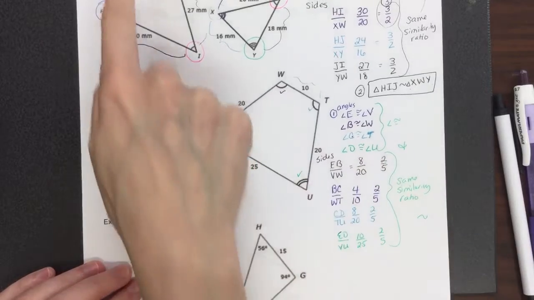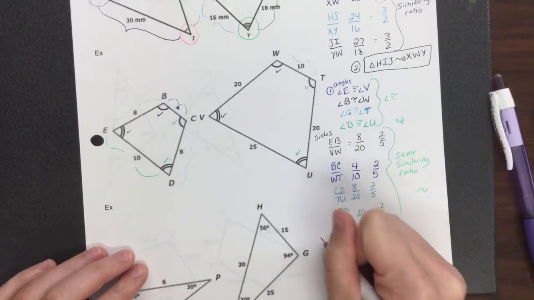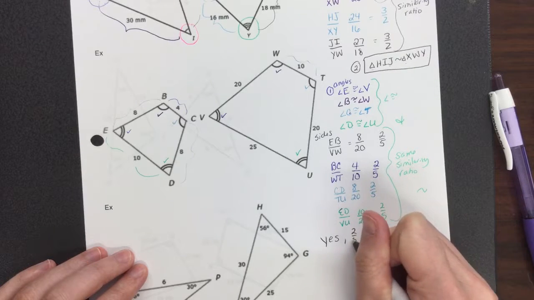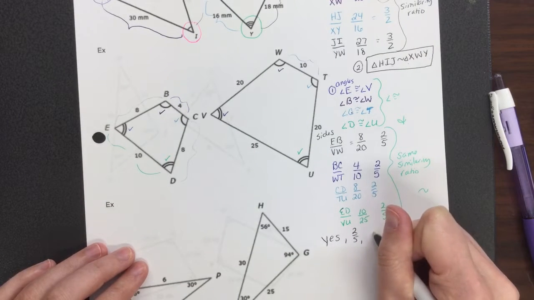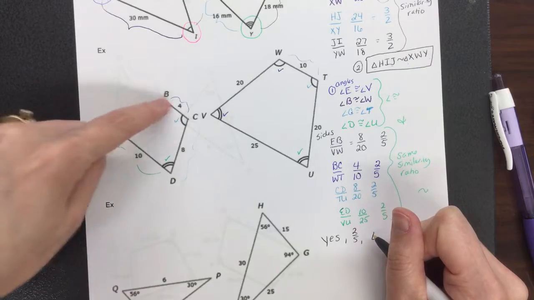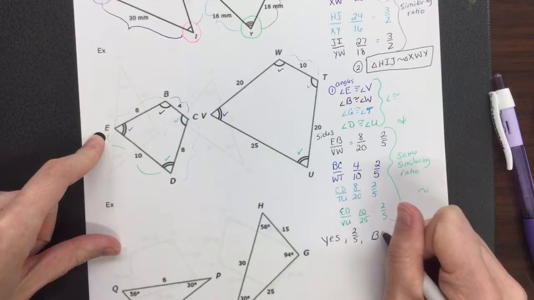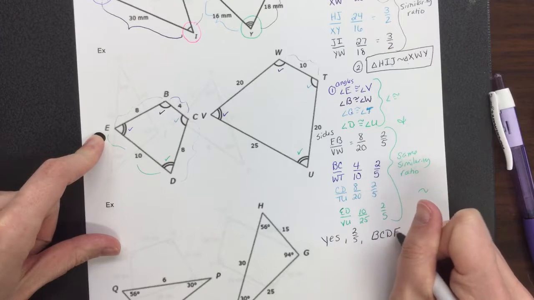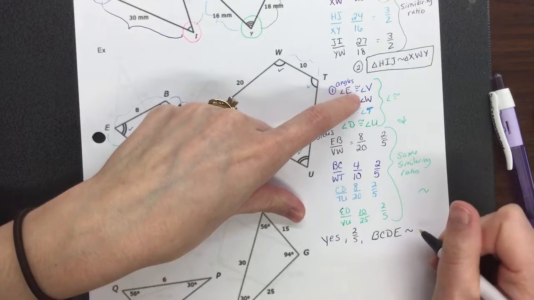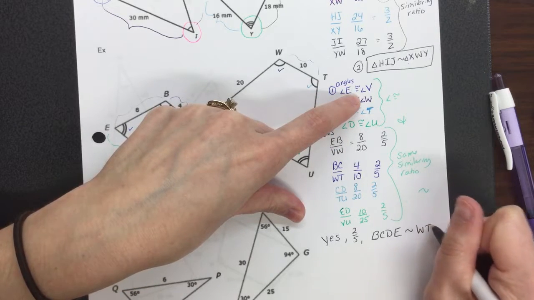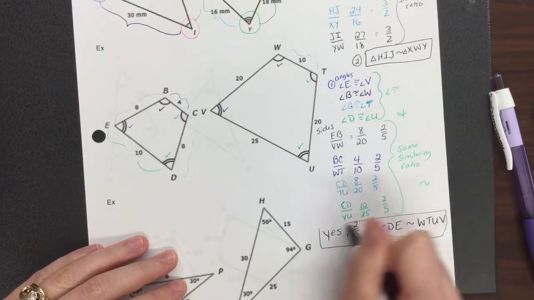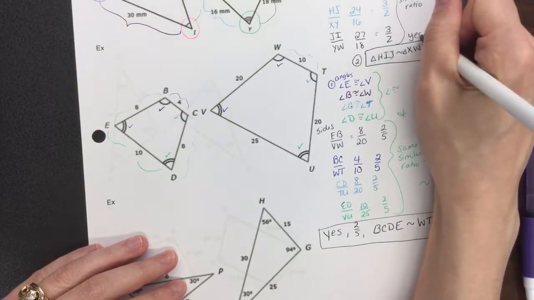So are the shapes similar? Yes, they are similar. The similarity ratio is 2/5, and our similarity statement is, I'm going to do them in order, BCDE is going to be similar to WTUV. So there's our answers there. So this needs a yes up there.